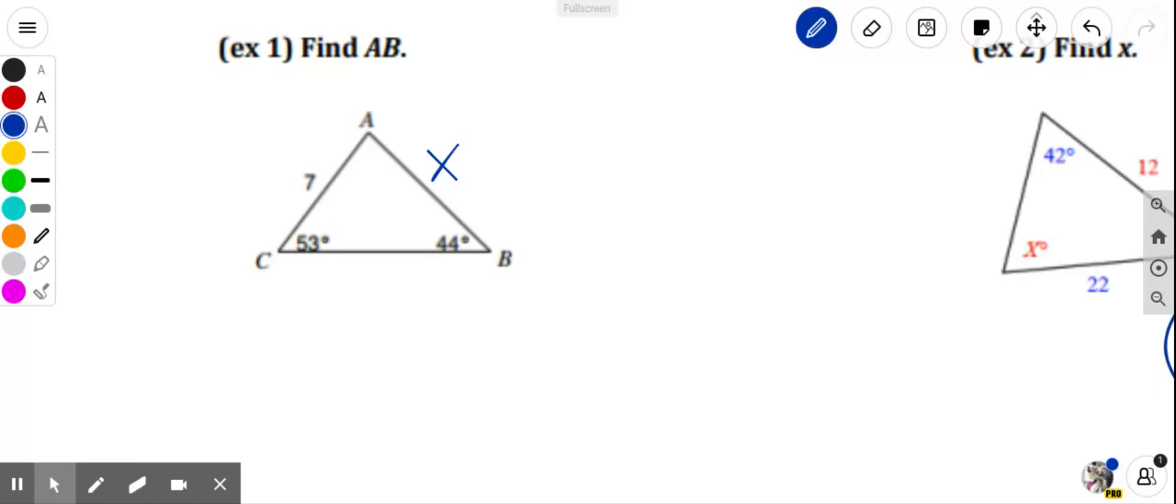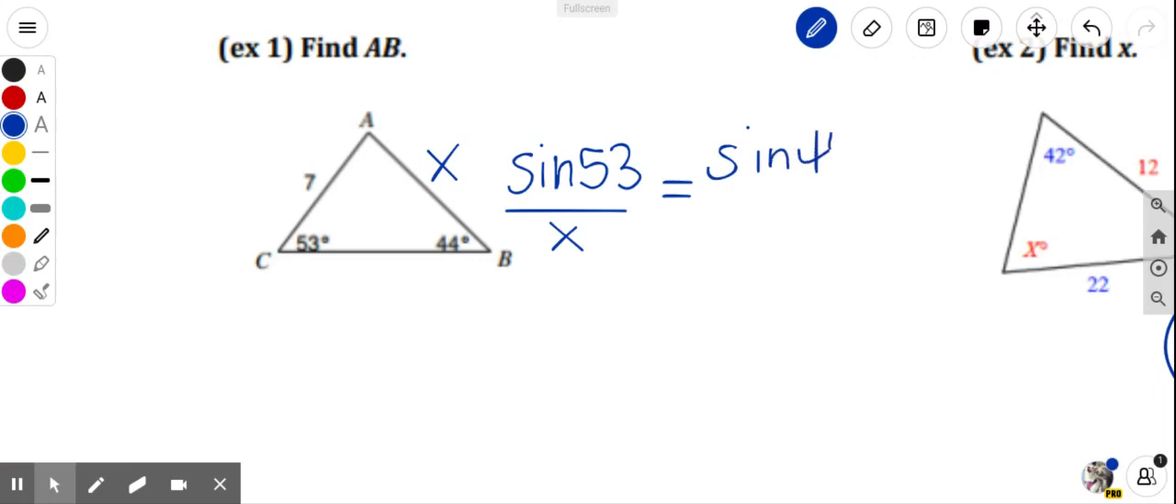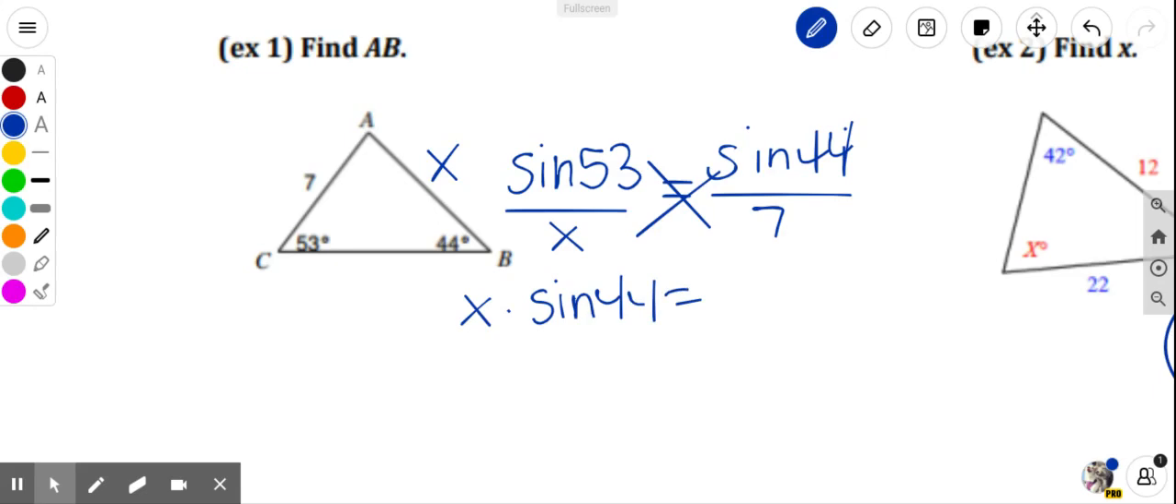So it's going to be sine of 53 over X equals sine of 44 over 7. Okay, so again, you want to cross multiply. So you're going to have X times sine of 44 equals 7 times sine of 53.